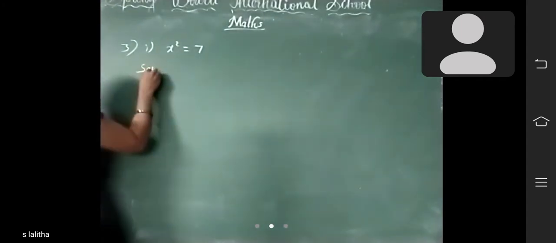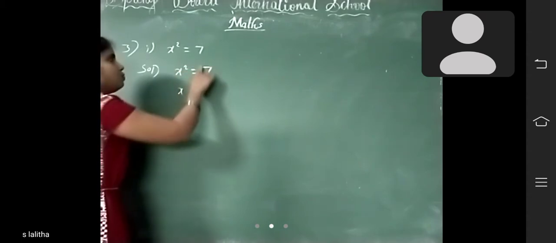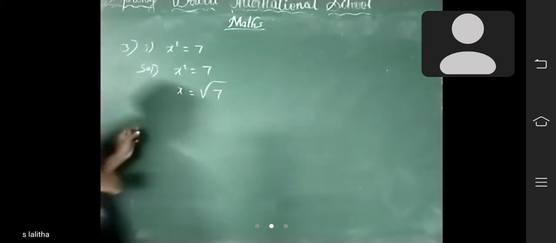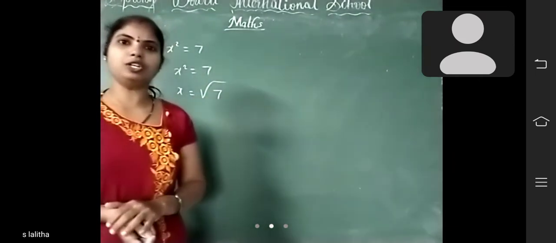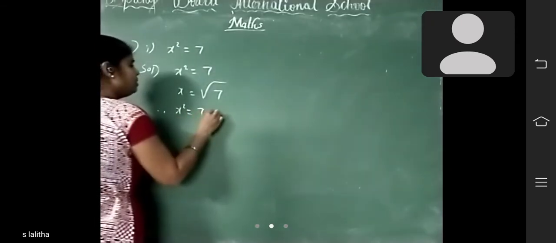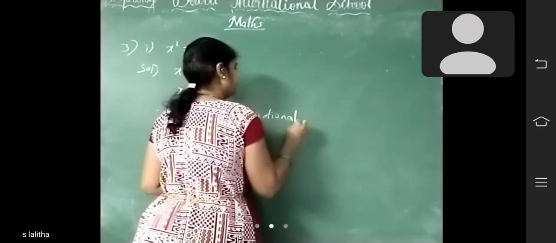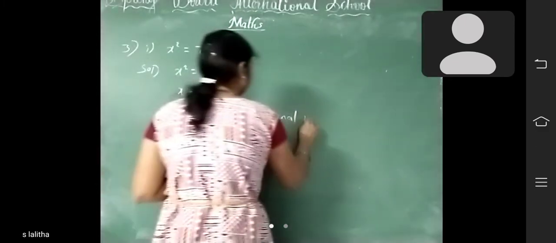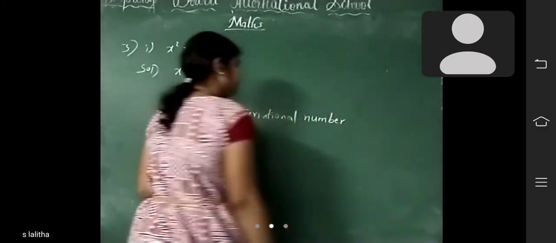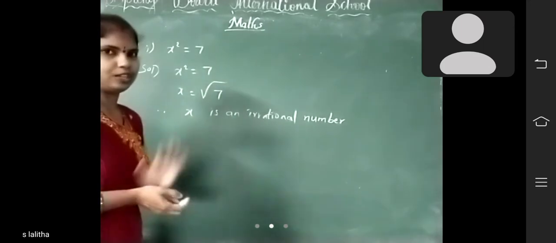How to find it? x square equal to 7 is given, no? So x equal to, here square is there. If you transpose to the right hand side, what will it become? Square root. Okay, so x equal to root 7. Is root 7 a rational number or irrational number, children? Yes, it is irrational. Therefore, x square equal to 7 is irrational. Therefore, x is an irrational number.